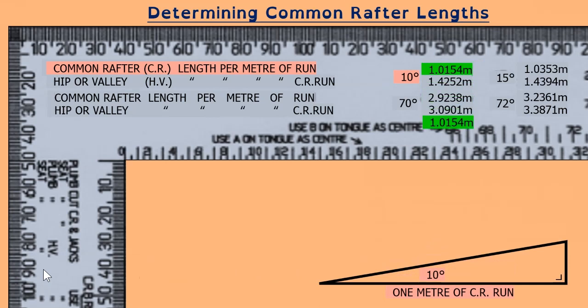And here's a little animation showing you how it all relates. Here you can see for every 1 meter of run, if it's a 10 degree roof, then the rafter line, or the hypotenuse of that right angle triangle, will be 1.0154 meters.